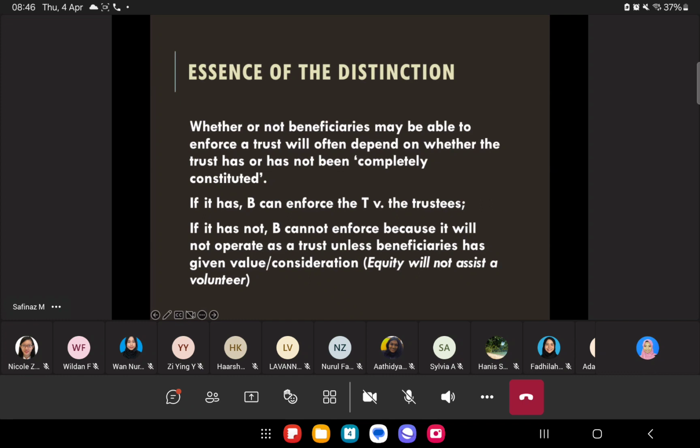Okay, I repeat, if the trust is not completely constituted, the beneficiary cannot enforce the trust against the trustees. Therefore, in other words, he cannot ask the trustee to enforce the trust. He cannot claim the trust property against the trustee. But if the beneficiary has given consideration, the beneficiary is no longer a volunteer, therefore he can enforce an incompletely constituted trust. Right? So that is the difference, in a completely constituted trust and an incompletely constituted trust. Right?